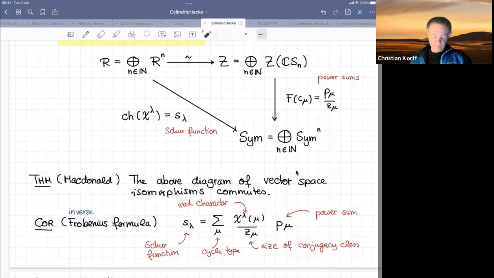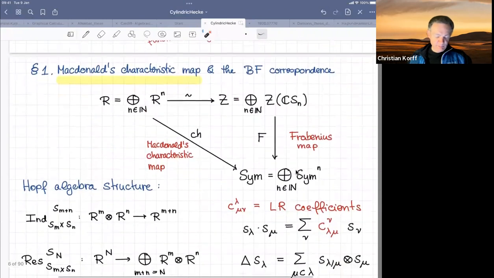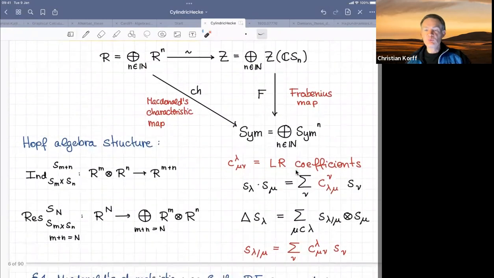And as I said, we would like to generalize this where we replace the group algebra of the symmetric group by the Hecke algebra. But before we do this, let me first, on the simple example of the symmetric group, introduce a Hopf algebra structure. What is really important for us is that there's a product and a coproduct structure. So how does this work?